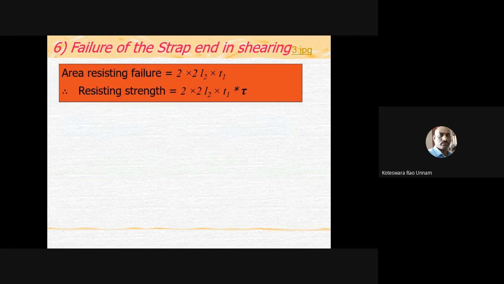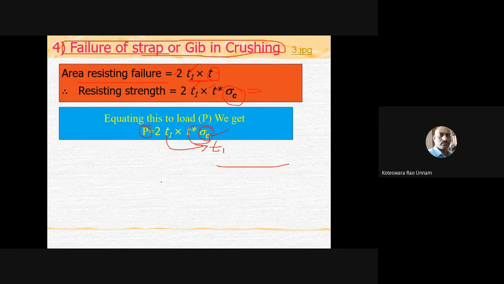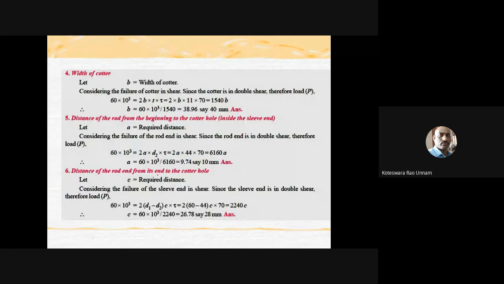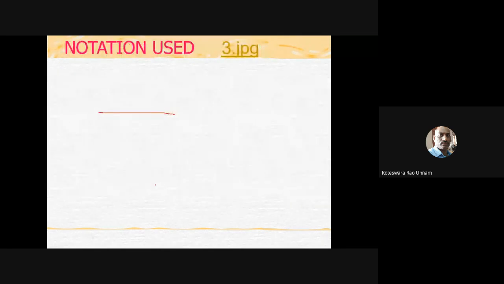Similarly, you need to calculate L2 also. That is calculated based on shear failure of strap end. If you consider shearing failure of strap end, you will get the L2 dimension. For that, again you need to consider the area. So why do I have to take here 2L2 into 2? Again, I'll go back to that figure and show it to you.